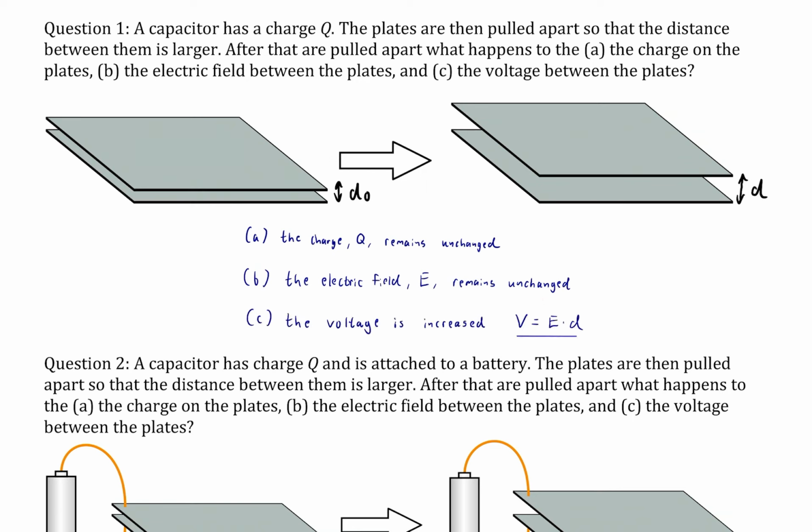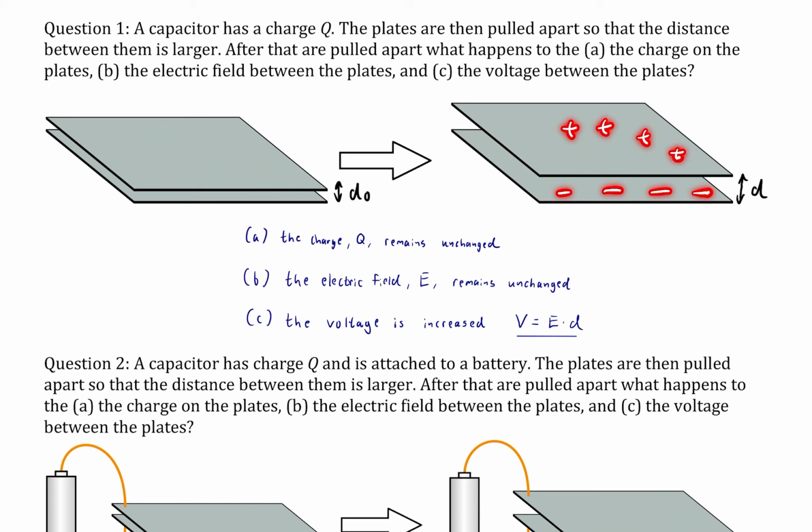Now, what happens to the voltage? Well, the voltage does increase because if the distance got bigger and the field didn't, then the voltage went up, okay? So that's the one thing that did change. That makes sense because you had to do work to pull these plates apart. After all, there's a bunch of positive charges on one side, negative charges on the other. That's the idea of a capacitor, right?